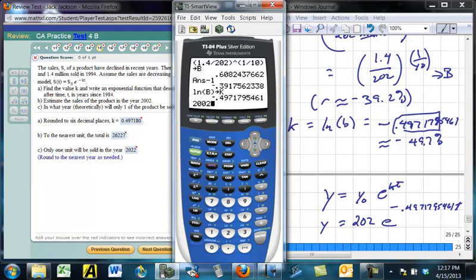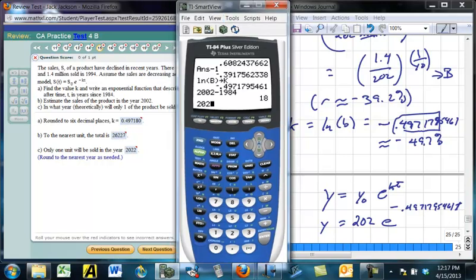and the first thing we're going to do is subtract 1984 to see how many years have elapsed, and essentially this becomes our exponent, 18. Well, it becomes the t part here, so it's 18k. Now I stored k with a negative, so then the amount in 2002 is going to be 202 million.